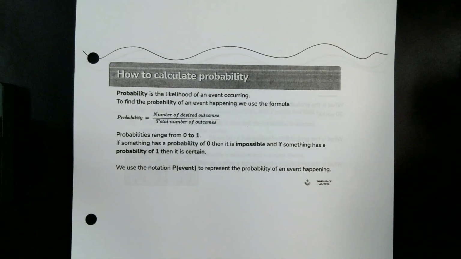Like today, the likelihood that it's going to rain, we would say is 1, because that's 100%, right? We already know it rained anyway.